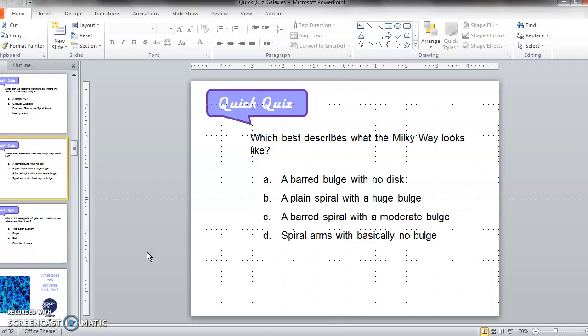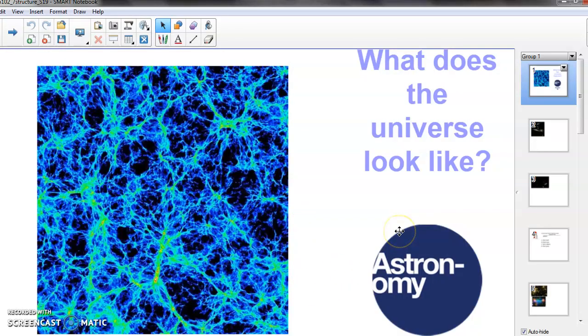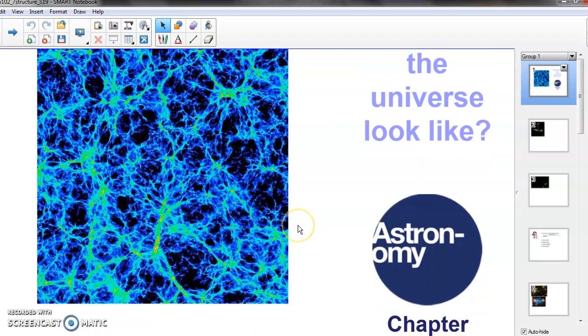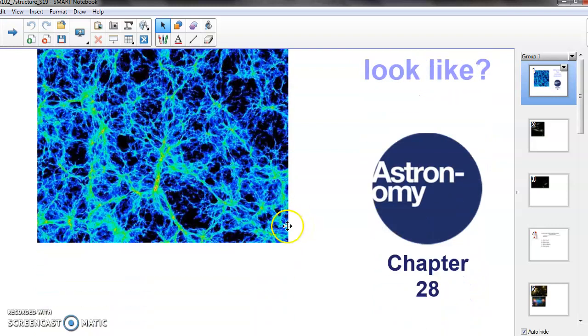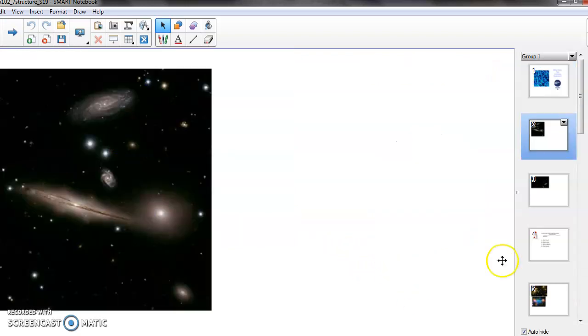We're going to be starting a new topic today. What does the universe look like? But this asks, what does the Milky Way look like? Talked about that in the last videos. Okay, let's get started with our new topic though. What does the universe look like on large scales? Here is an image of what we think it looks like. We'll talk about what all that funky web is, and this comes from chapter 28.